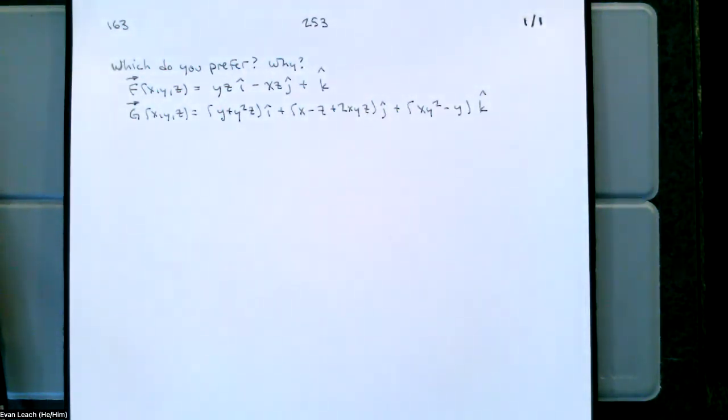And I posed the question, which do you prefer? Which vector field would you more like to work with? And why would you make that choice? Clearly, the second part of the question is the only part that matters. Why we would choose one vector field over another.